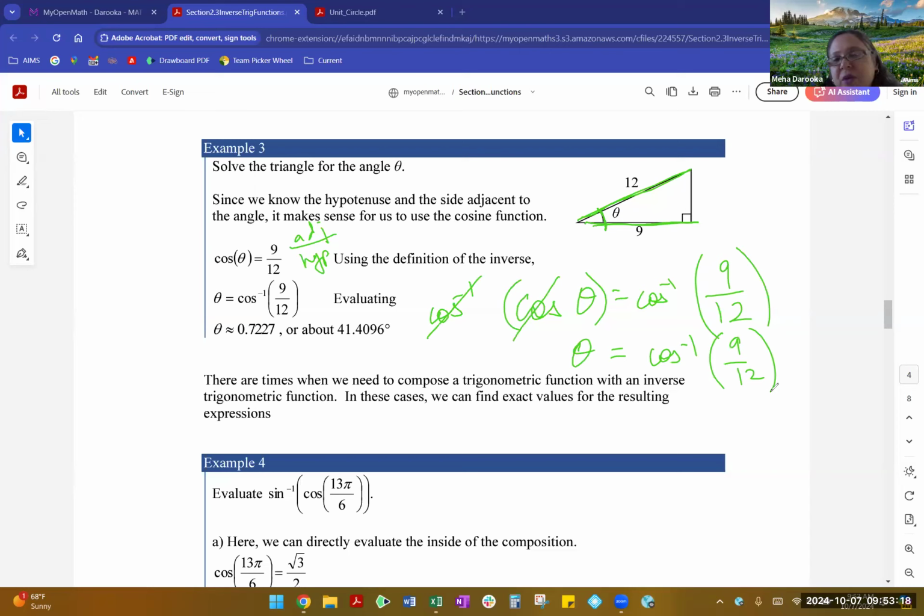And then based on whether they want the answer in radians or degrees, you can put that in your calculator, and you can see this gives us a radian value of 0.7227, or you can convert that to degrees at 41.4096 degrees, right? So that's how you can use right triangle trigonometry also to help you come up with the value of your angles. Alrighty. Let me know if you have any questions on this example here.